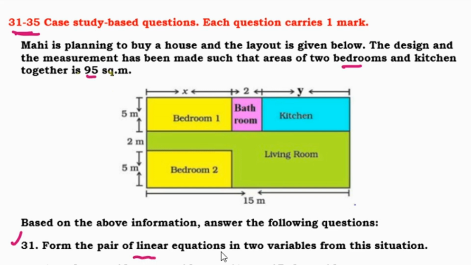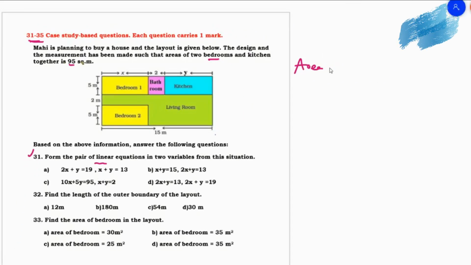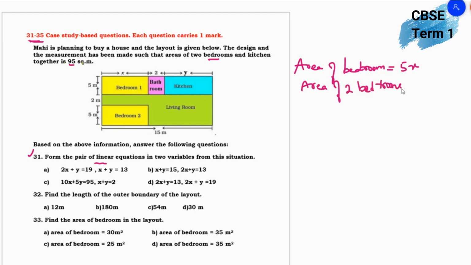To form the pair of linear equations, we have to take the conditions given in the question. So what is the area of a bedroom, students? Area of bedroom is equal to length into breadth. Here length is given as x and breadth is given as 5. So 5 into x is the area of a bedroom. There are two bedrooms in this layout, so the area of two bedrooms is 10x. 5x plus 5x is 10x.